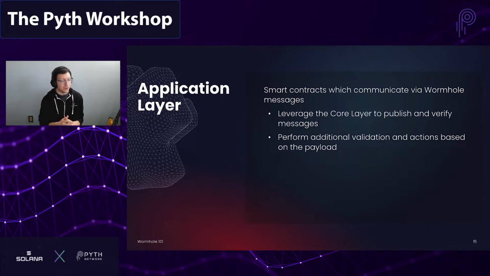That essentially covers how the core layer works. Like I said, just going to roll through these, take questions at the end. So the application layer is any contract that we build on top of this core layer, to communicate via Wormhole messages. So they'll leverage the core layer to publish and verify messages. They don't have to worry about validating that 19 guardians signed. They don't have to worry about how to observe these messages cross-chain. All they need to know is that they can publish data, that everything else will happen for them, and then they can accept and do their own validation on whatever payload they describe.